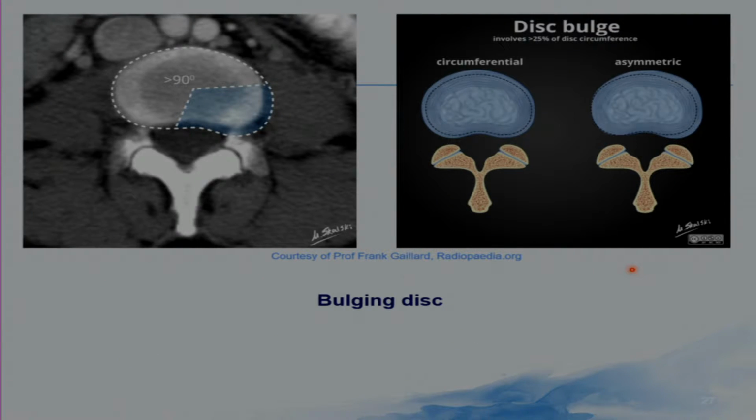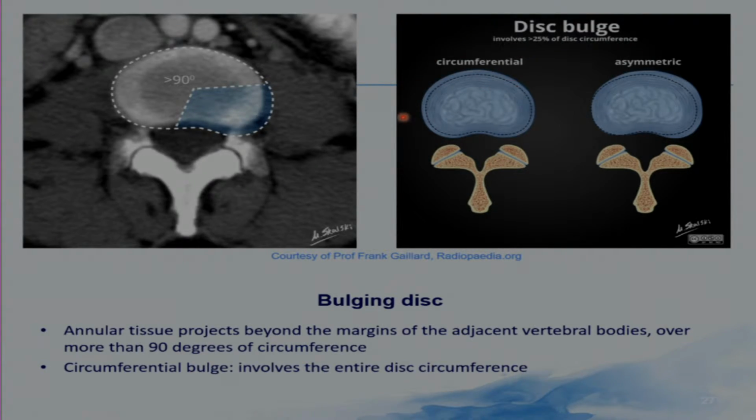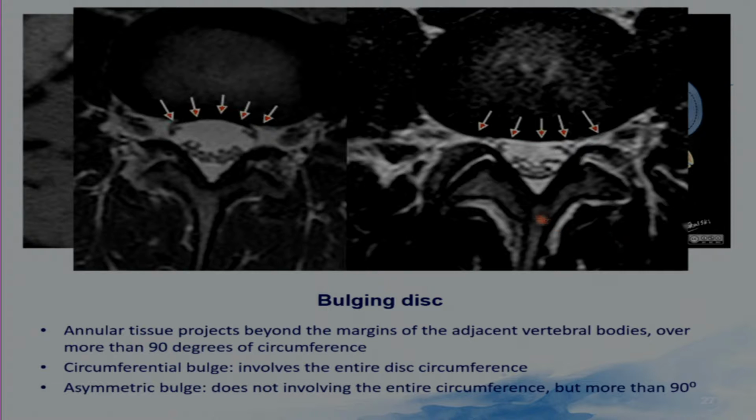A disc bulge is annular tissue projecting beyond the margins of the adjacent vertebral bodies over more than 90 degrees, that is more than 25% of the disc circumference. A circumferential disc bulge will involve the entire disc circumference, and an asymmetric disc bulge does not involve the entire circumference but more than 90 degrees. This is an MRI study showing a disc bulge on the right side and a normal disc on the left side for comparison.